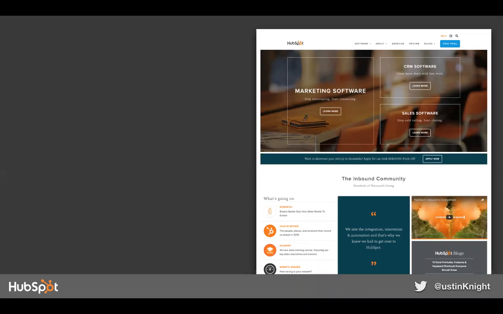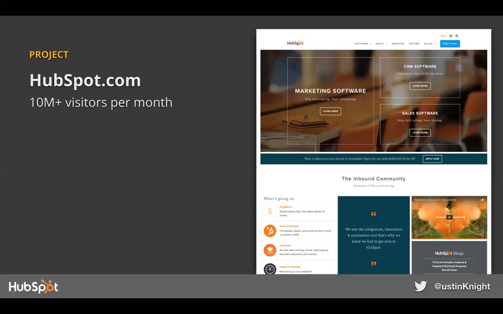This is what the homepage of HubSpot.com looked like when we started to approach this project, and the rest of the site generally looked a little bit like this, but it was pretty ambitious. HubSpot.com is a big website. As I mentioned earlier, it gets around 10 million visitors per month. That generates 60,000 leads per month, which then converts into over $270 million in revenue per year.